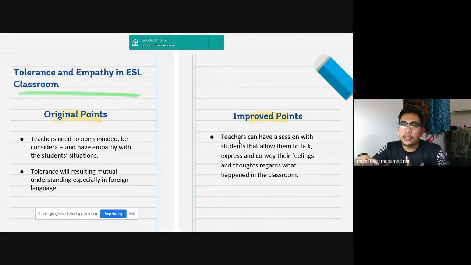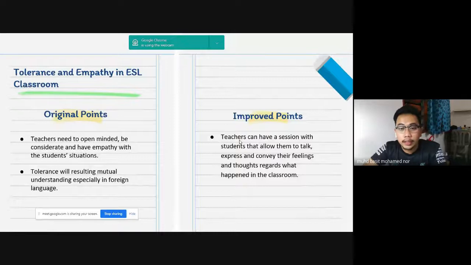So maybe in 2 hours of class, teachers can have this session for their thoughts and what they feel in the class. And this must be very tolerant, and the teachers must accept it, and the students must also tell the teachers what they feel.